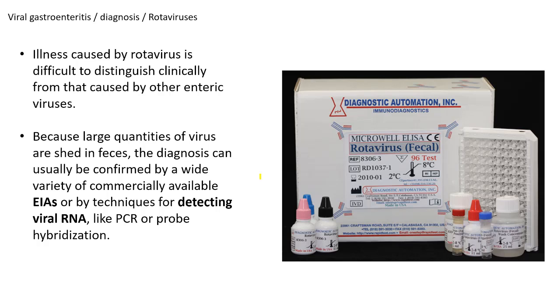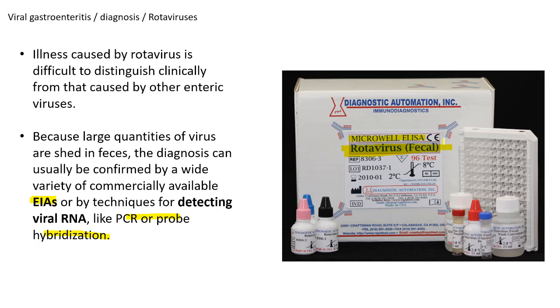As for the diagnosis of rotaviruses, it is similar to noroviruses, where you will look for the nucleic acid, you look for the RNA using PCR, or you look for some antigens using enzyme immune assays. And this is one of them. It's an ELISA for rotaviruses in the feces.